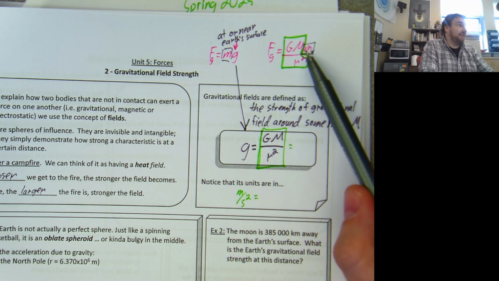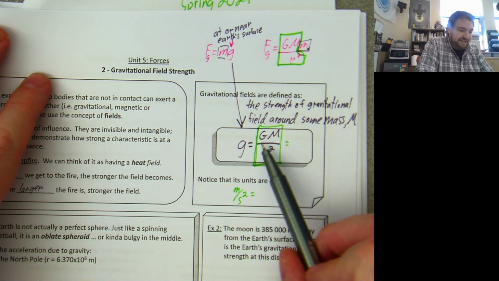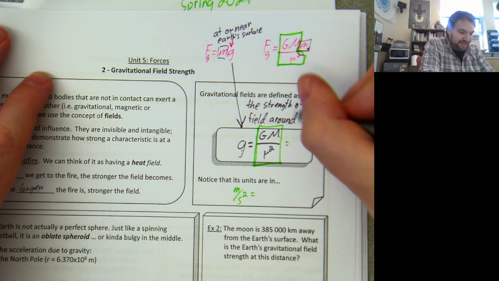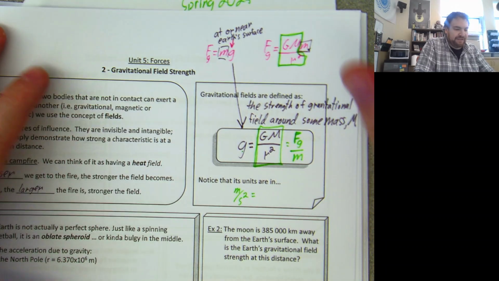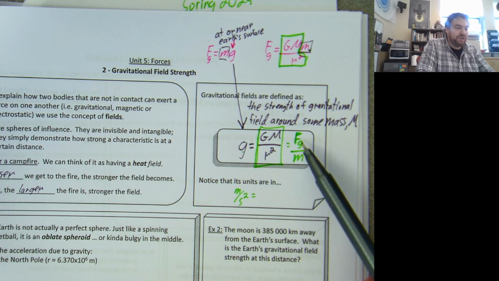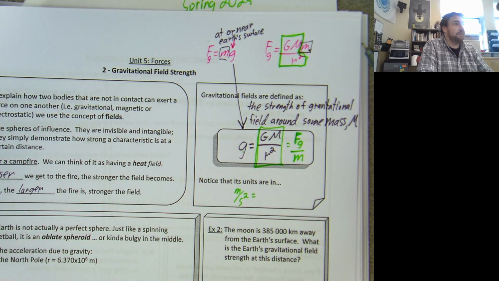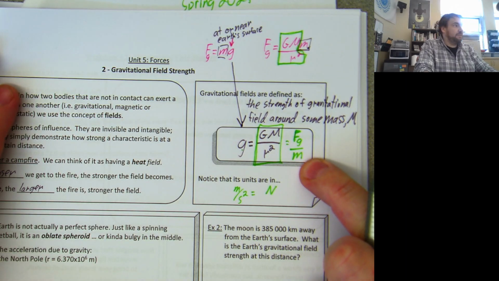Yeah, Brad. Yeah, just divide it over. So what we get here is the idea that little g is equal to GM over r squared, but that's the same as Fg over little m. And let's look at what these units are. Fg is a force. What are the units of force? Newtons? Yeah. What's the units of mass? kg.